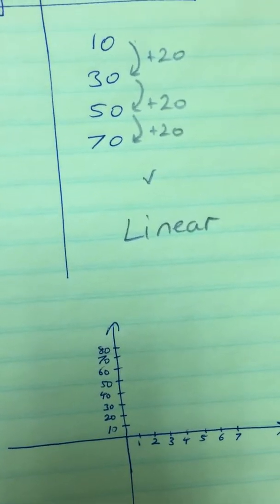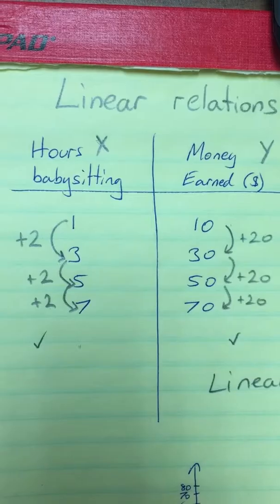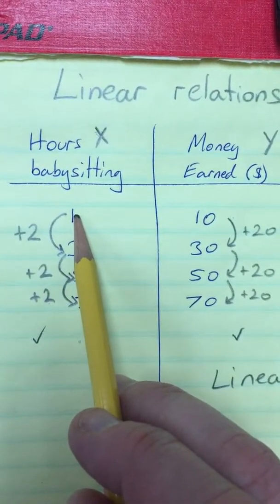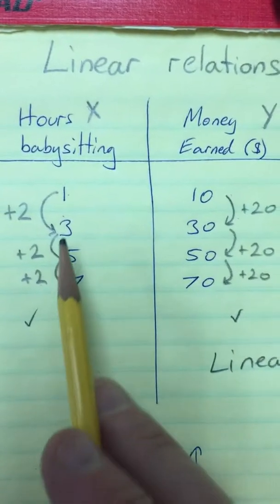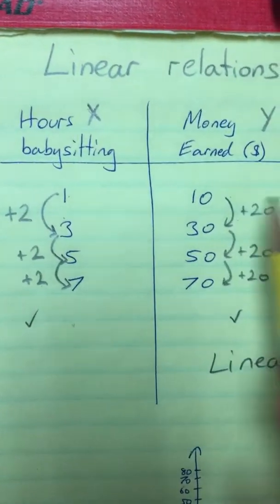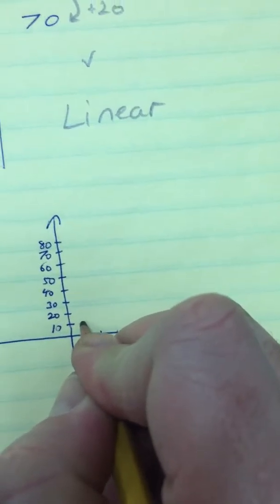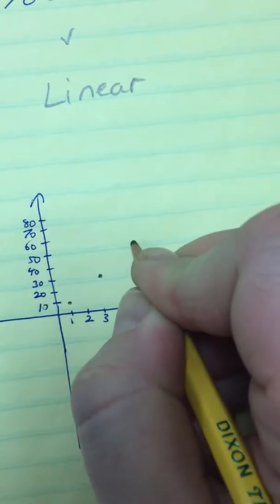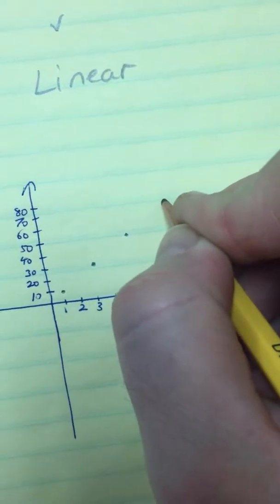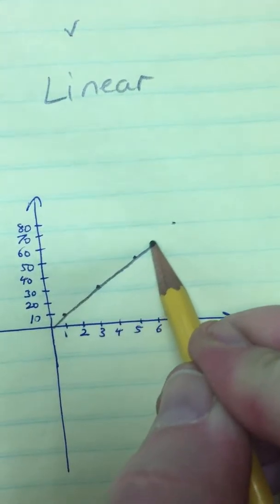Now, to determine the rate of change, the rate of change means for every hour babysitting, how much money are we earning? What's the change in x and the change in y, and how are they related? Well, I'm just going to plot the points on a graph first. So I had 1, 10, 3, 30, 5, 50, and 7, 70. So it's about that. I'm going to draw my line with a ruler.